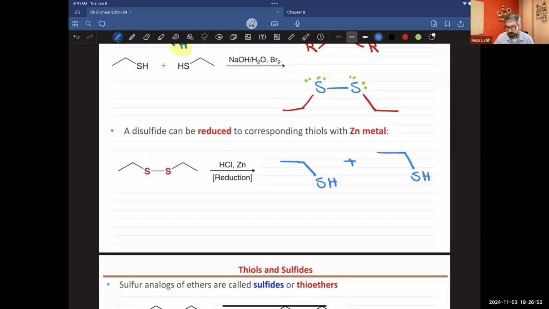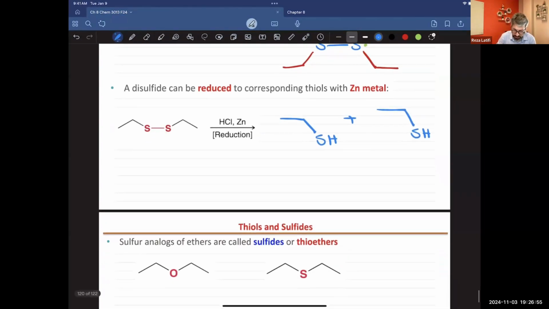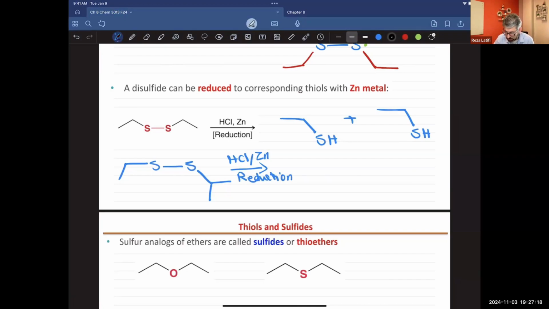And you will get 2 moles of that. Okay, if they are not identical, say for example, we have this S attached to S, and now here we have such a compound. And if I reduce this one, and say reduction, I will get the first product, SH, and the second product, SH. So it will be the isopropyl version of it.